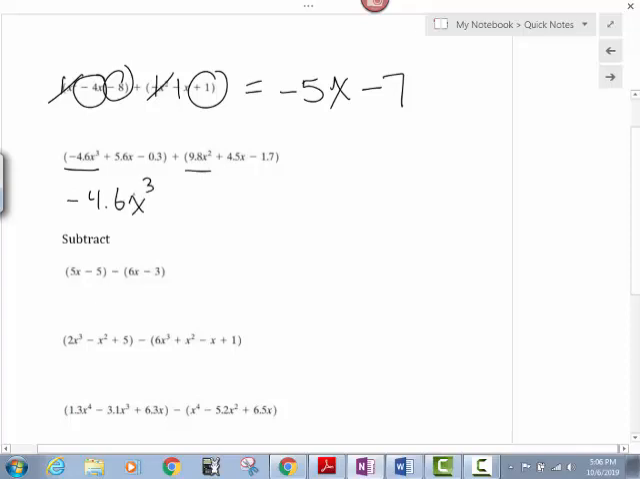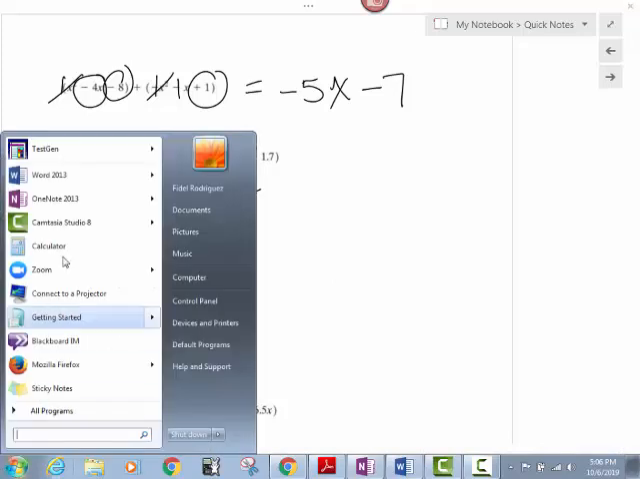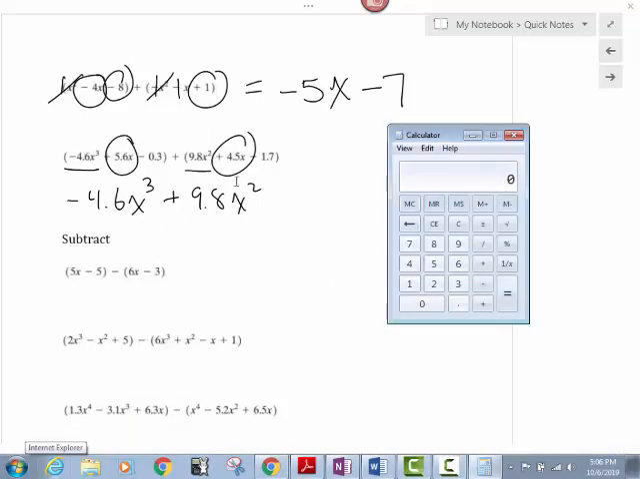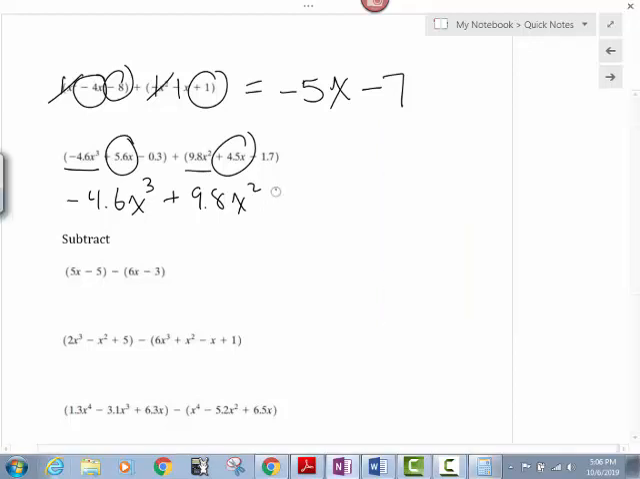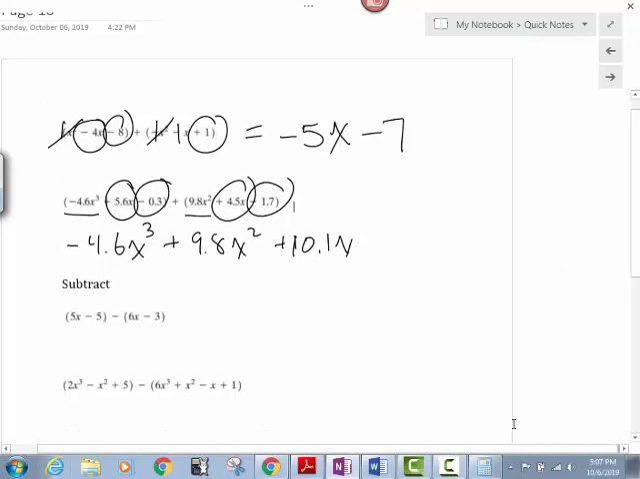Okay, so negative 4.6x to the third plus 9.8x squared. I can't combine those. These we can combine because they're both x's. So let me grab my calculator again. Alrighty. So 5.6 plus 4.5 is 10.1. That's the number in front of my x, 10.1x. And then we have a negative 0.3 and a minus 1.7.